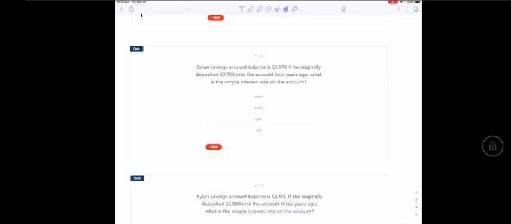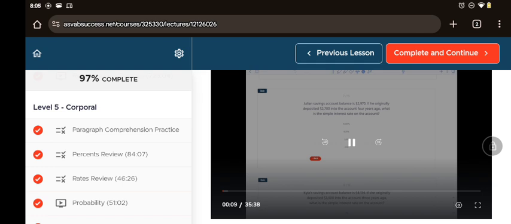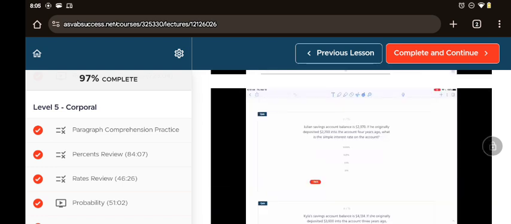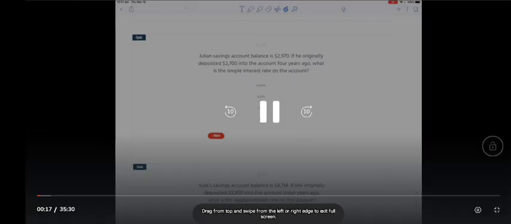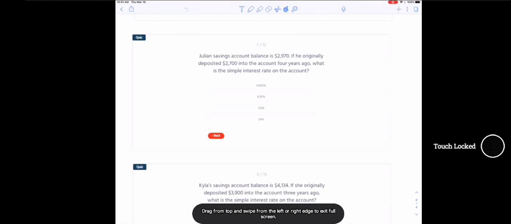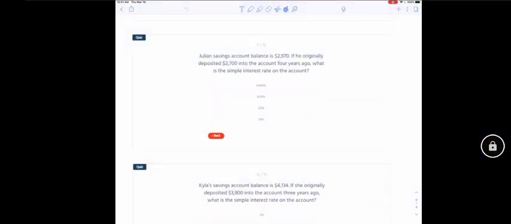Okay, so let's get started with number 7. Number 7 says, Julian's savings account balance is $2,970. If he originally deposited $2,700 into the account 4 years ago, what is the simple interest rate on the account? So this question tells us he deposited $2,700, that's the principal, right? It gives us the account balance, which we know we can get stuff from, so let's not worry about that right now. 4 years ago gives us time, and the question is asking us for the simple interest rate.